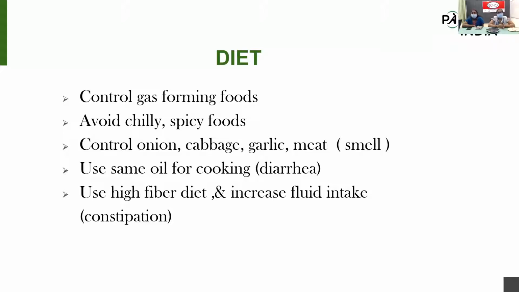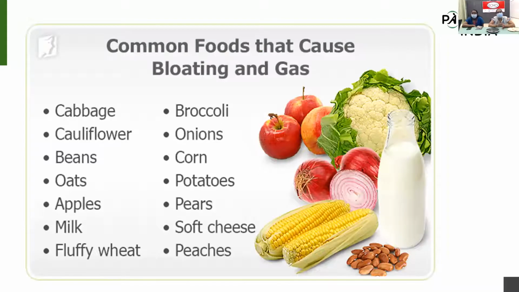Okay. Next. These are the common foods that cause bloating and gas: cabbage, cauliflower, beans, oats, apple, milk, wheat, broccoli, onion, corn, potatoes, pears, cheese, peaches. Mainly whatever is available in our local area which causes gas forming, we need to reduce the amount of these types of food in our cooking. Okay.